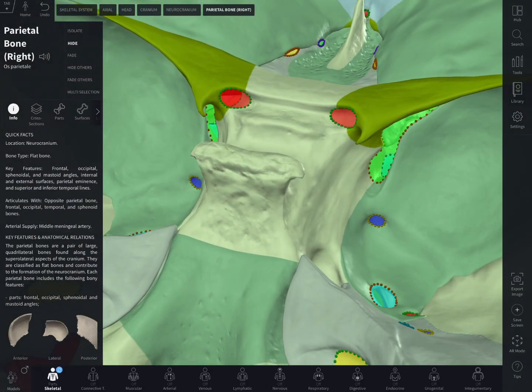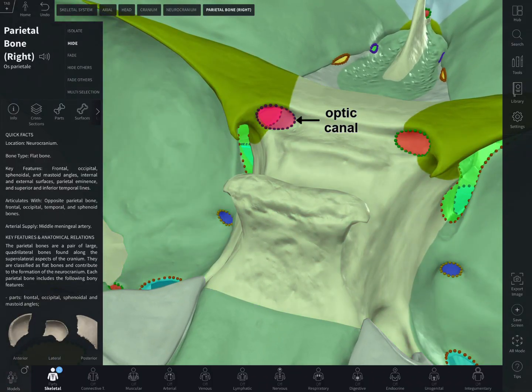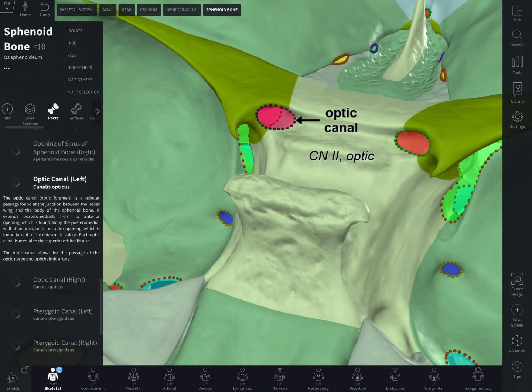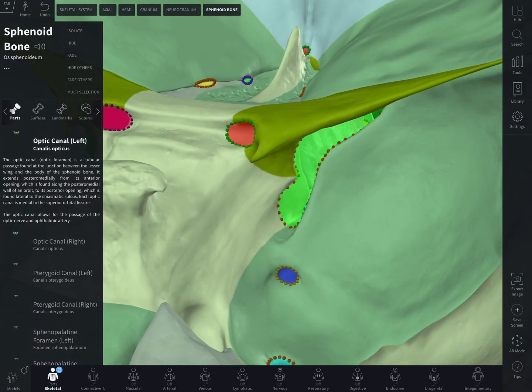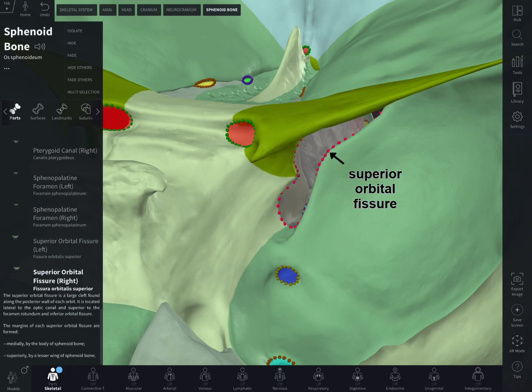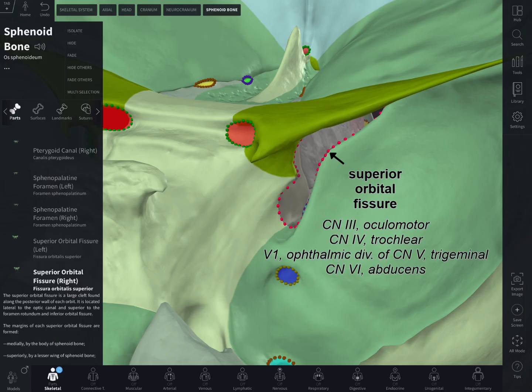In the middle cranial fossa, we see the optic canal, which transmits cranial nerve 2, our optic nerve. Stepping inferior-laterally, we see an irregular slash, the superior orbital fissure. The superior orbital fissure transmits many important structures, including cranial nerves and blood vessels. Cranial nerves 3, oculomotor, 4, trochlear, V1, the ophthalmic division of cranial nerve 5, trigeminal, and 6, abducens, all pass through this fissure.